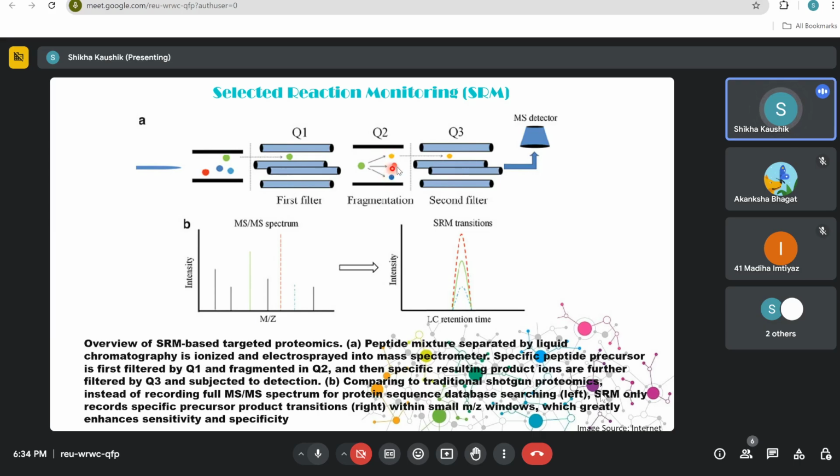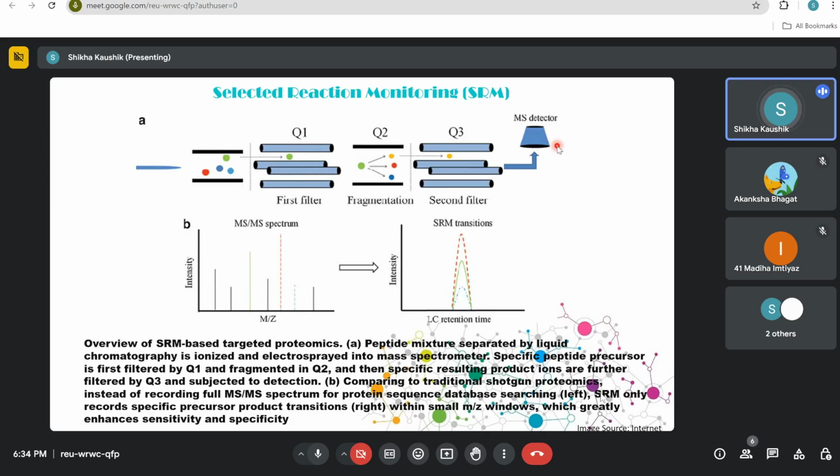अब इसमें से भी हमने फिर सेलेक्ट किया एक को कि हमें सिर्फ Q3 में इस पर्टिकुलर प्रिकर्सर को ही स्टडी करना है, and then once it's got selected, it is getting detected by the MS detector. So here you are selecting everything. On each stage you are selecting something.